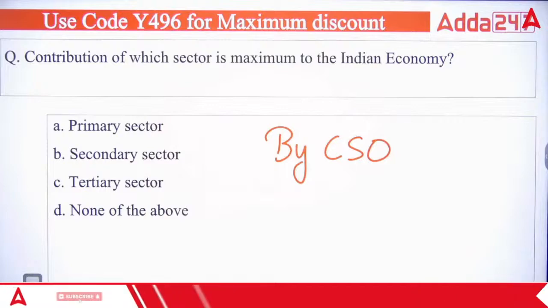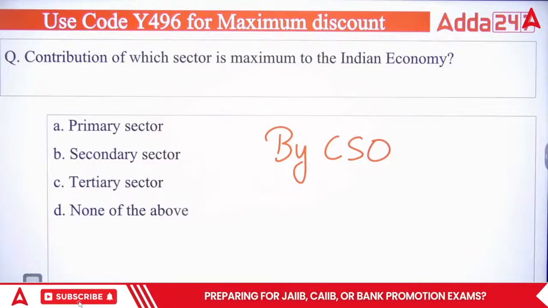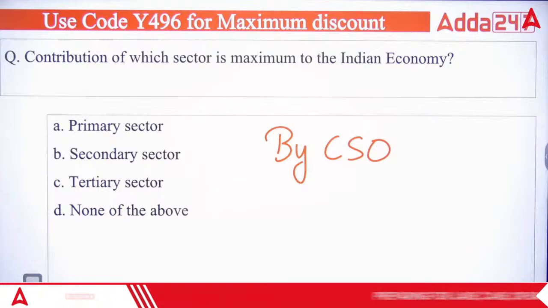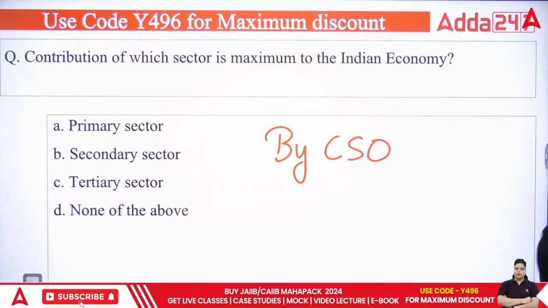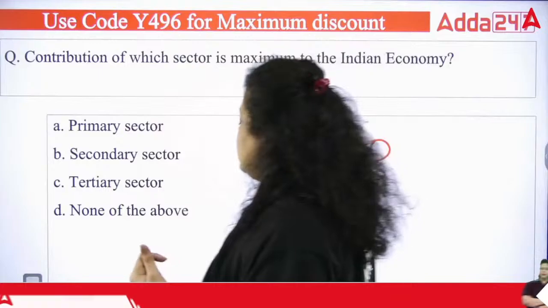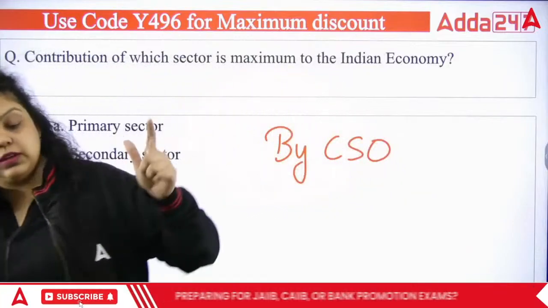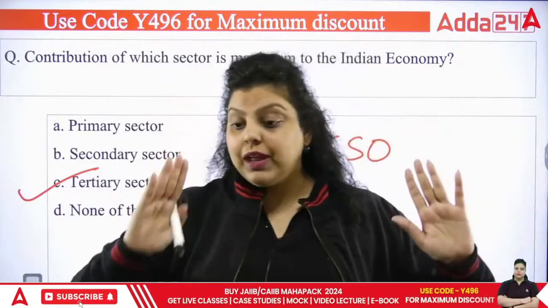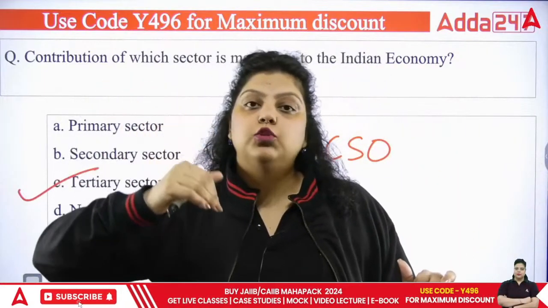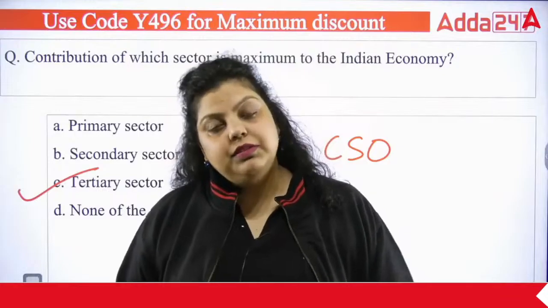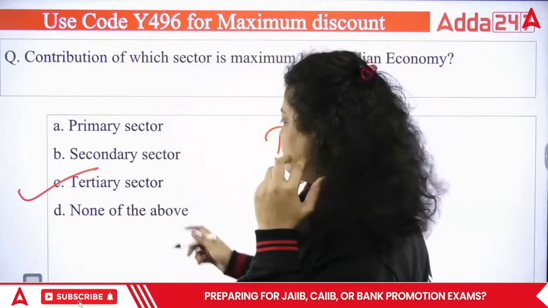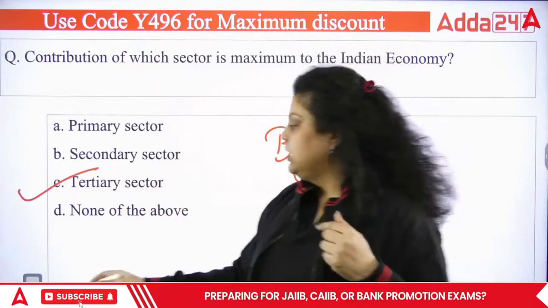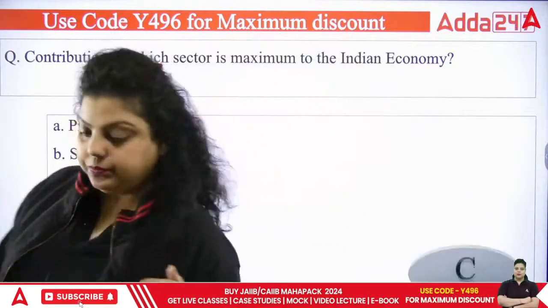Primary you can call the agriculture sector. Secondary is your industrial sector, the manufacturing sector, and the tertiary will be your service sector. And after LPG, from 1991, the agriculture's contribution is declining, but the service sector's contribution is increasing. That's why the right answer will be C. Okay, so the right answer here is C.